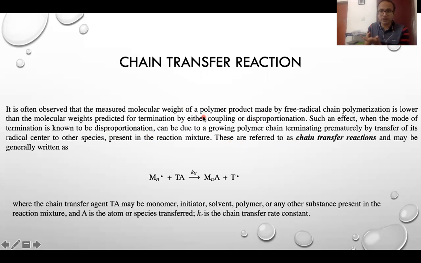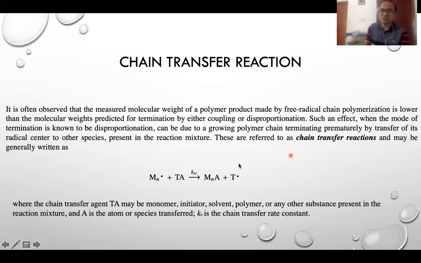That means lower molecular weight, and therefore it's actually a problem, because if this chain transfer reaction is involved too much, it will lead to polymers of very low molecular weight. So this is a kind of termination route that is being followed, but it's not the usual way. This particular termination process is the chain transfer reaction.